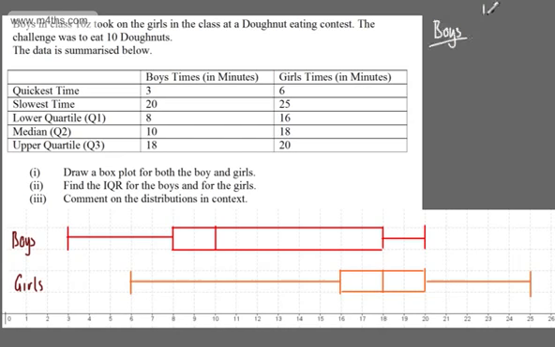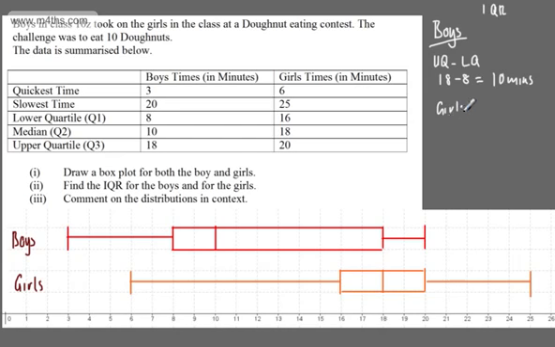So what we can say then, IQR is now going to be upper quartile UQ minus LQ. So in the boys' case, what we're going to have then is 18 minus 8, which is going to give me 10 minutes. So this is telling me now that 50% of boys in the middle had a range of 10 minutes difference, or essentially from 8 to 18 to eat these 10 donuts.